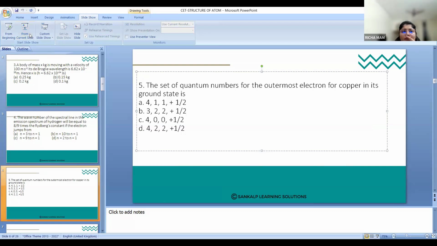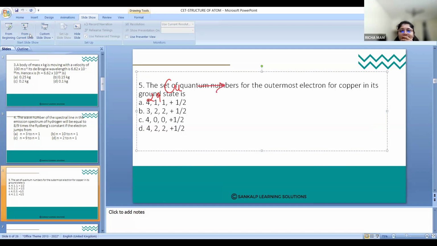Fifth one: the set of quantum numbers for the outermost electron of copper in its ground state is. What is the copper atomic number, students? Anybody knows? 29. Yes, very good. Hema has answered correctly. It is 29.